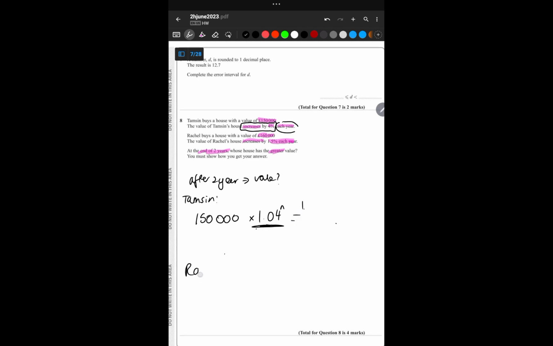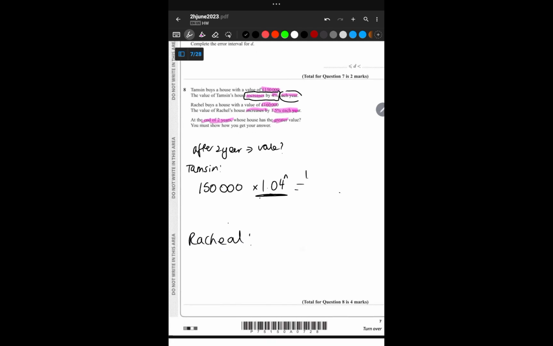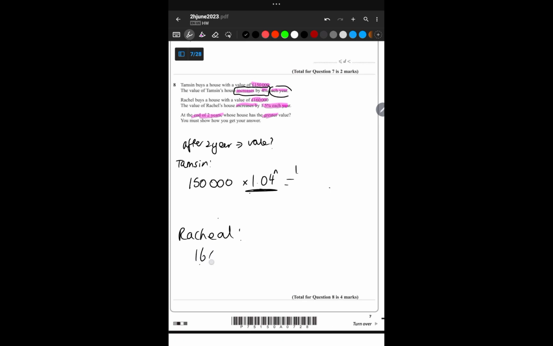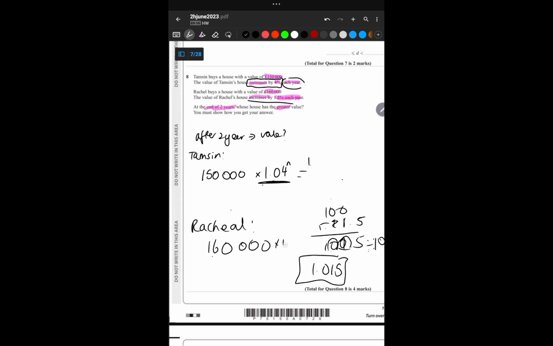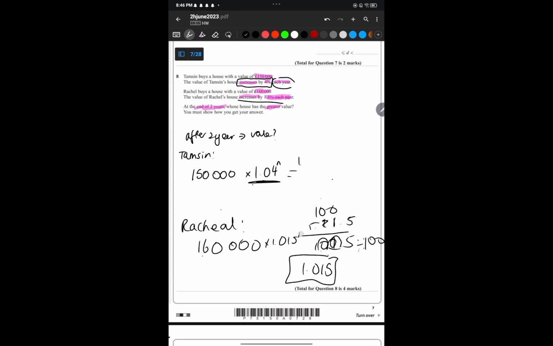Now for Rachel, the value at the start is that, and if it increases by 1.5%, you add to 100 because it's increasing, and you divide by 100. So 1.015 is your multiplier for this equation, and n is the amount of years.